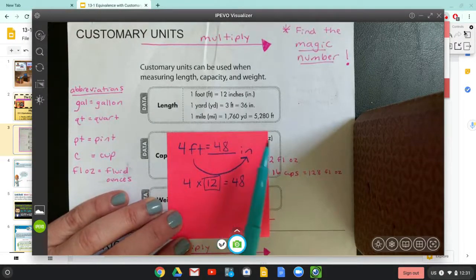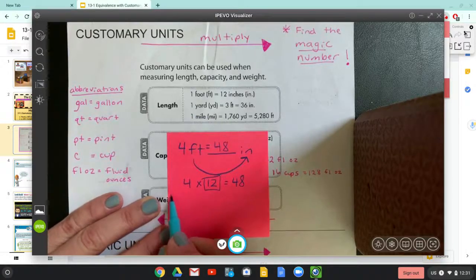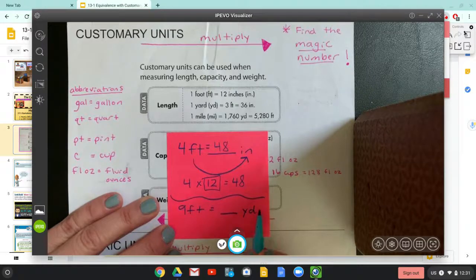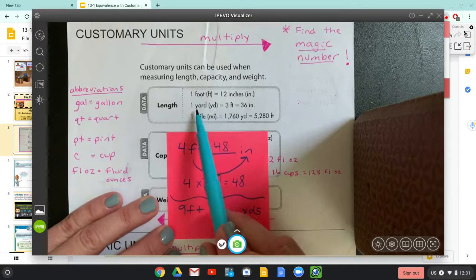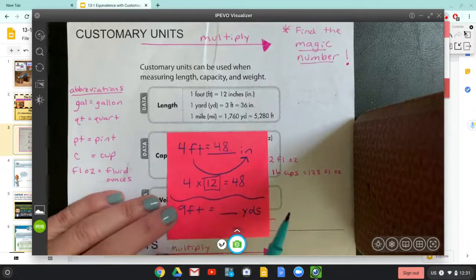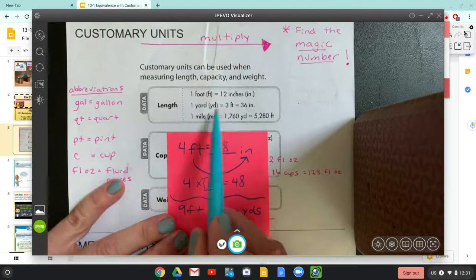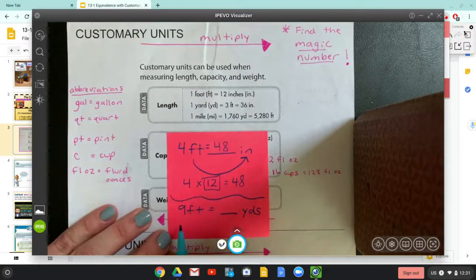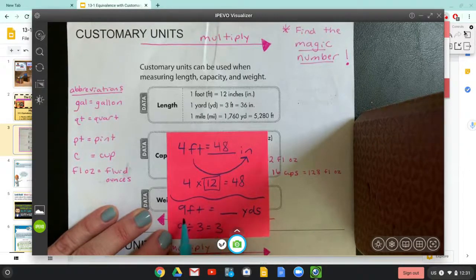But now let's say I was going from feet to yards. Let's say I had 9 feet, and I want to know how many yards that is. So I'm going from feet to yards. So I'm moving to the left. So I am going to divide. So feet to yards, my magic number is 3, but I need to divide. 9 divided by 3 is 3. So 9 feet equals 3 yards.